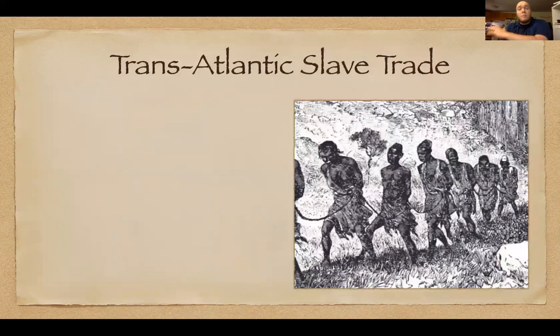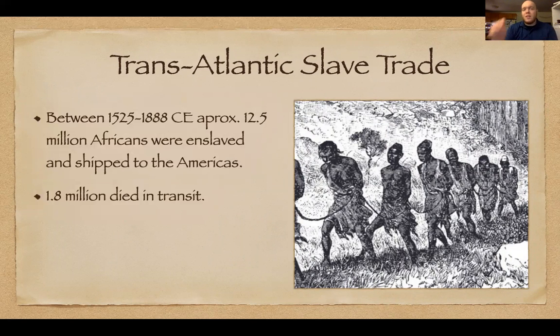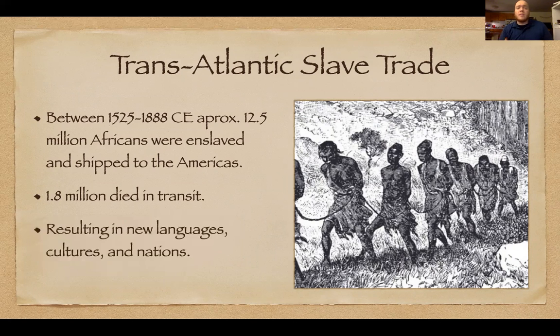And I say genocide because not only did 12.5 million people get enslaved, but 1.8, almost 2 million of them died on the boats to America. And that was seen as an expense for these businesses, for these empires. And it's not the first time, but it's the first time that the world really could see the scope of what excess could do.